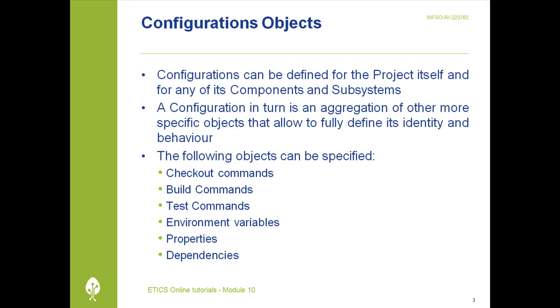Configurations can be defined for the project itself and for any of its components and subsystems. A configuration, in turn, is an aggregation of other more specific objects that allow to fully define its identity and behavior. The following objects can be specified: CBS or checkout commands, build commands, test commands, environment variables, properties, and dependencies.